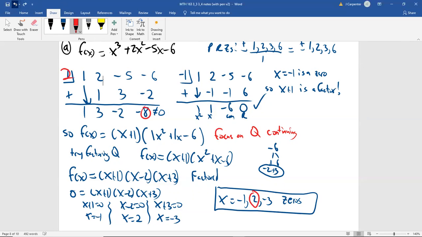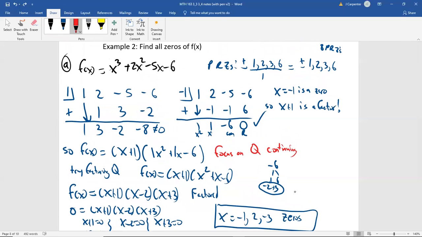So it's not like we absolutely had to use the negative 1. If we used the 2, that would have just given us a different quotient, which would have been factorable a little differently, but at the end of the day, we would have gotten the same factored form. So don't think you have to pick off a particular 0.